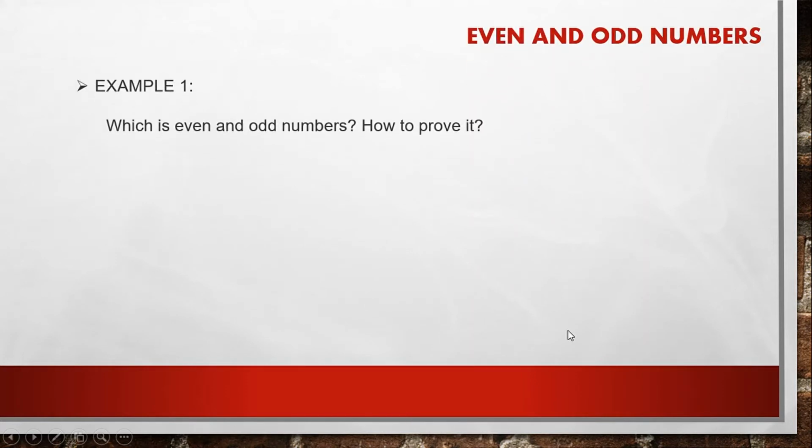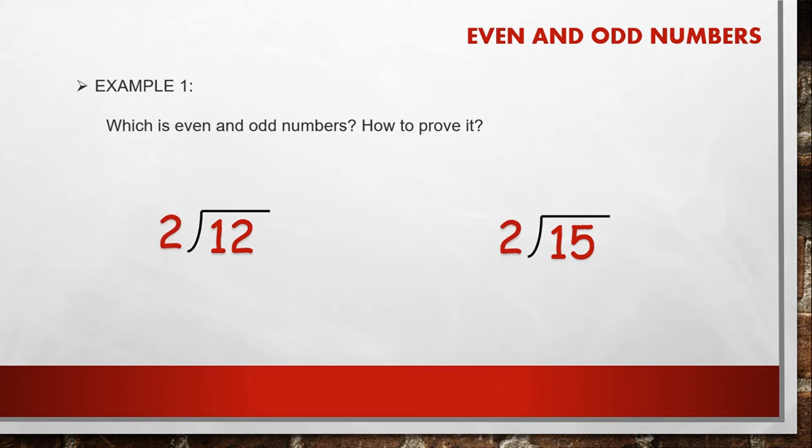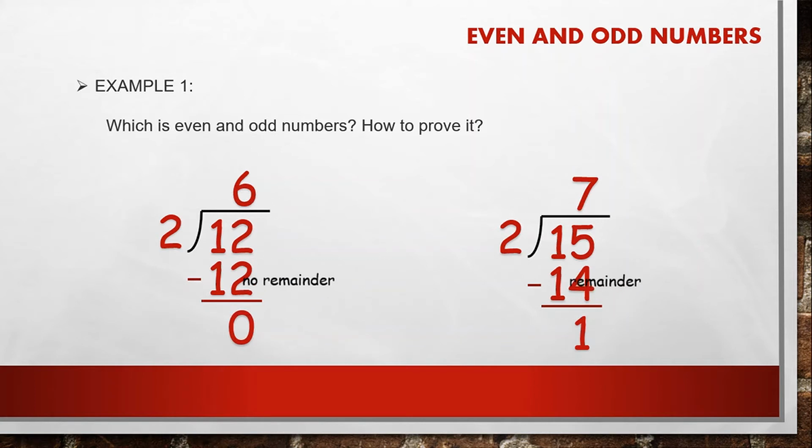Example 1. Which is even and odd numbers? How to prove it? Let's say we have two numbers here, number 12 and number 15. Now we divide the numbers with 2. For 12, we got 6 as the answer, and for 15, we got 7. But for 12, we have no remainder, and for 15, we have one remainder.